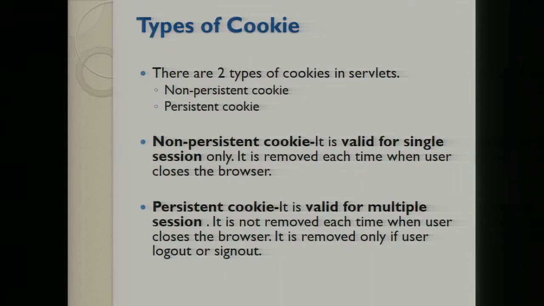Then comes the persistent cookie. The persistent cookie is valid for multiple sessions. It is not removed each time a user closes the browser. It is removed only when a user logs out or signs out. So if you are working on the machine and you have closed the browser, you do not need to worry. This persistent cookie will have a value stored in that browser, and it is valid as long as you are working. Once you log out or sign out, only then will that persistent cookie be lost.